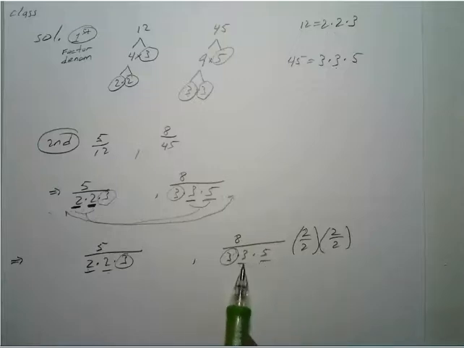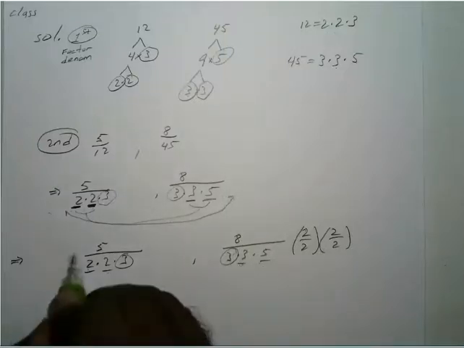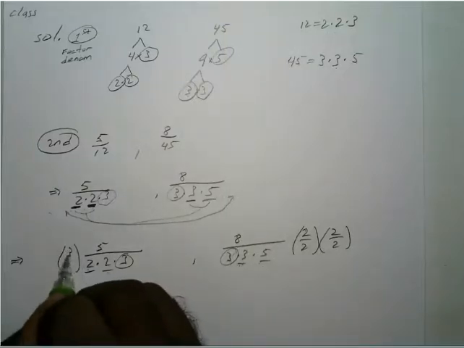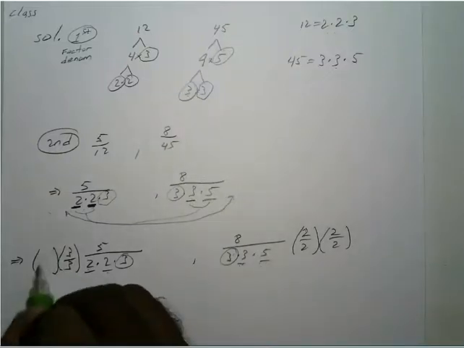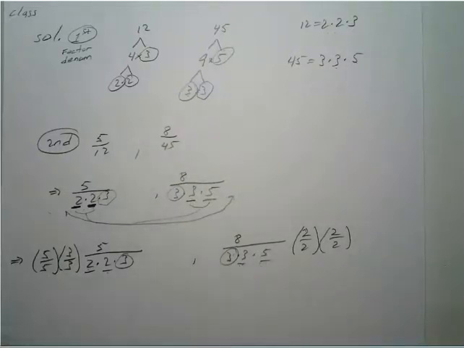Since these two are underlined, I'm going to multiply this one by 3 over 3, and multiply this one by 5 over 5. Okay. Now if you look at all of our denominators, they should all have the same values being multiplied, although they may be in a different order. You have 2, 2, 3, 3, 5, 2, 2, 3, 3, 5. So we have the same denominators.